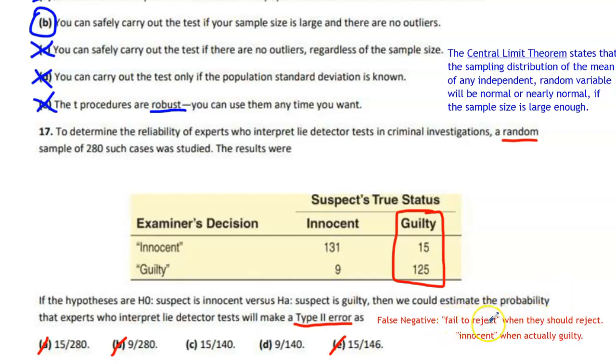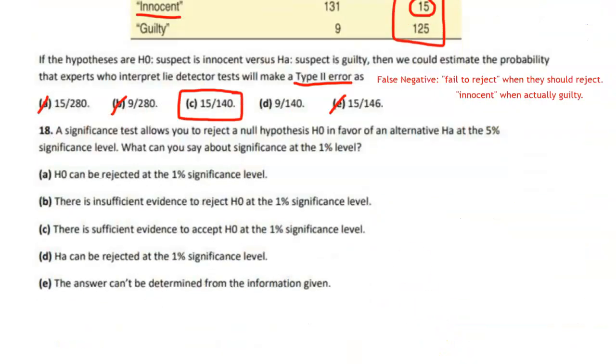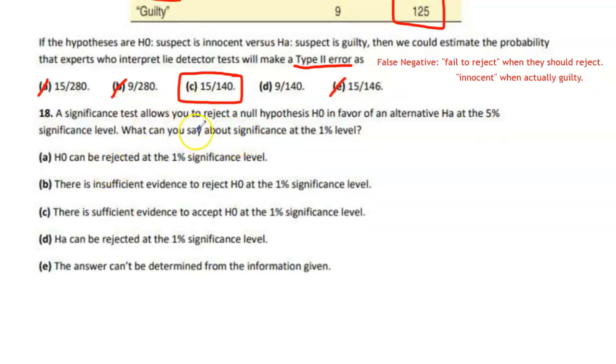And remember, we're looking for fail to reject, or in other words, we find the person innocent when they're actually guilty. Well, remember that innocent is the top row, so these are the folks that they found innocent. There's 15 of them, and there's a total number of 140 of them that are actually guilty. So these are the ones that made the type 2 error. In other words, these are the ones that the person was actually guilty, but they found the person innocent. Okay, great. That was question 17. Moving on to question 18. Significance test allows you to reject a null hypothesis, H null, in favor of an alternative at 5% significance level. What can you say about significance at the 1% level? And this one's real simple.